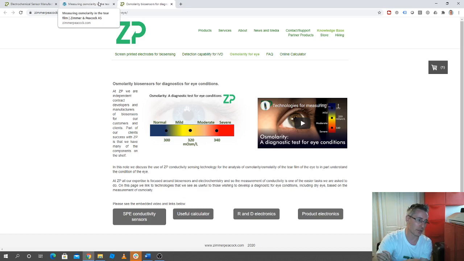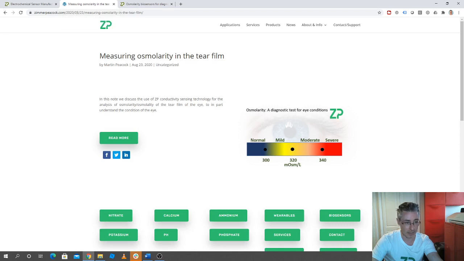And at Zimmer and Peacock, because we make electrochemical sensors and we're very good at electrochemistry in general, and we've even done big webinars on techniques like impedance spectroscopy and conductance measurements, we've tried to put that together on a page to help people navigate this and to demonstrate some of the technologies that we have in place to allow people to quickly get products into that arena.